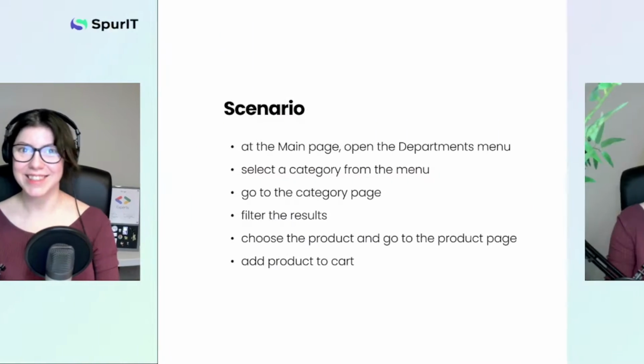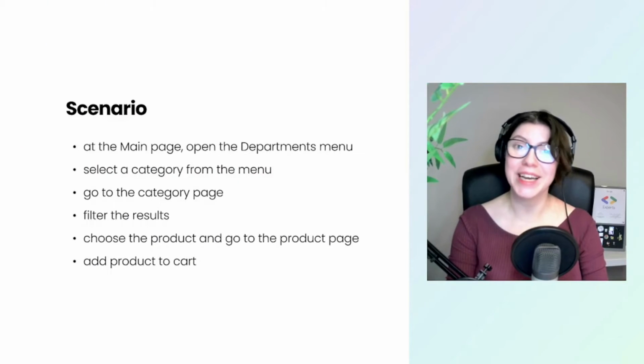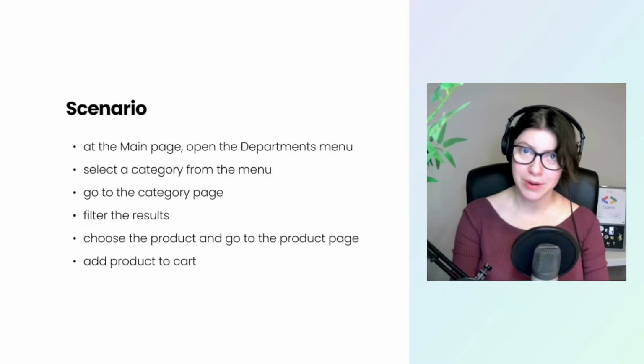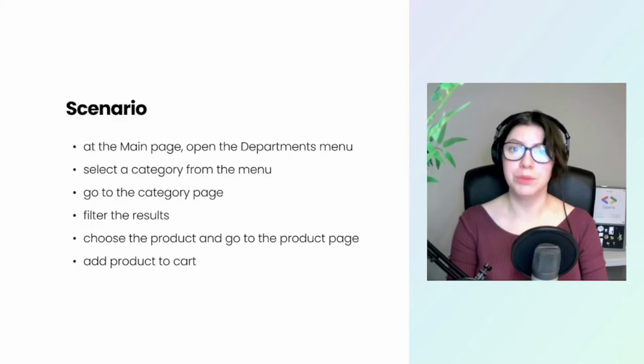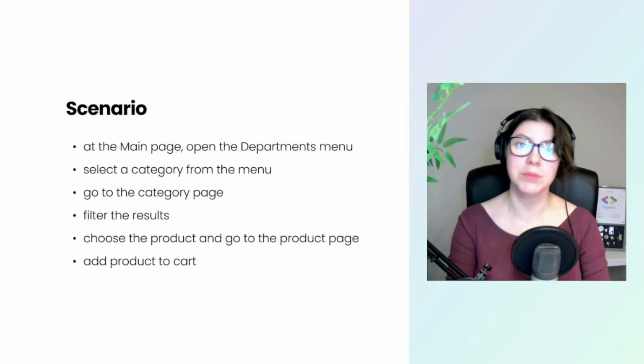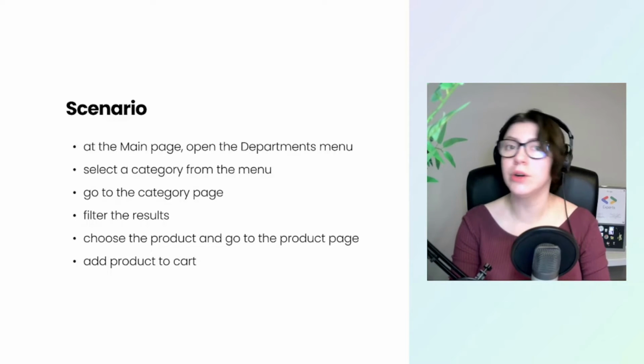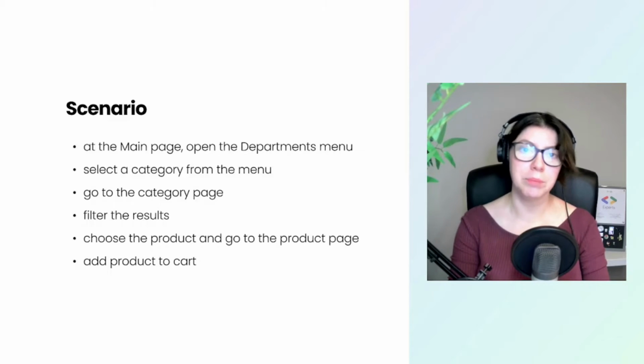Let's check it out. So today I'm going to buy a gift for my brother, so I'm going to walk you through the simple scenario. We'll first go to the main page of the Walmart's marketplace, then we'll find their departments menu. After it, we'll go through this menu and we'll choose the category we want, and then we go to this category, and at the page of the category we'll filter the results somehow.